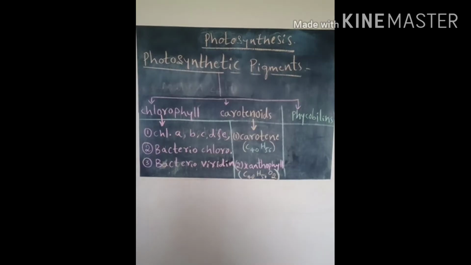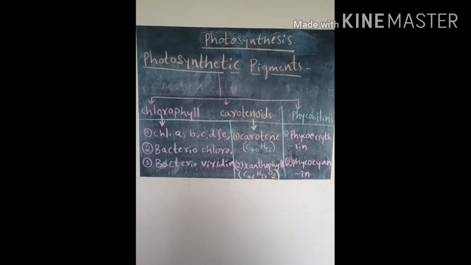The second type of pigments, carotenoids, are classified into two groups. The first is carotene and the second is xanthophylls. Carotene has the molecular formula C40H56, and xanthophylls have the molecular formula C40H56O2.